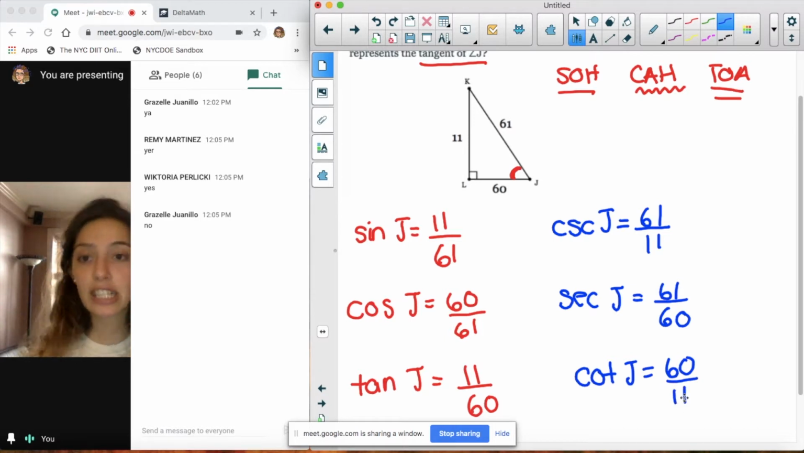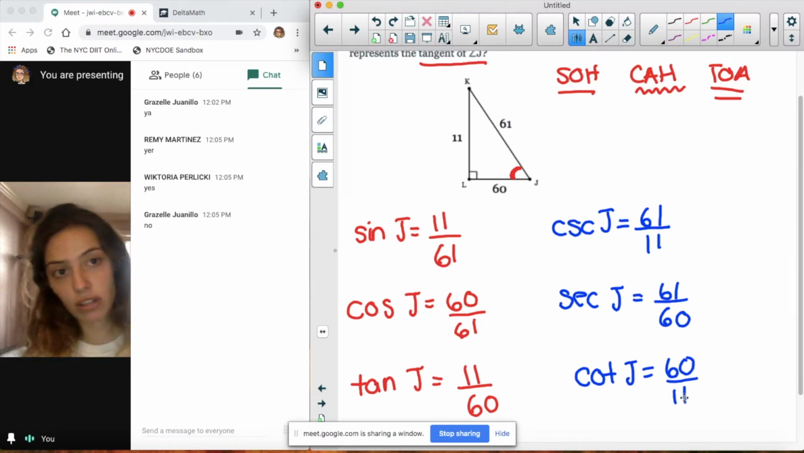So those are the 6 trig ratios of this triangle. Again, the question only asked for tangent, so you only needed to find tangent. But since this is a little bit of a review, practice finding everything. Okay?